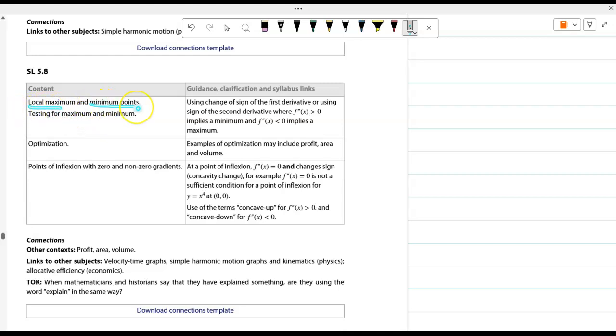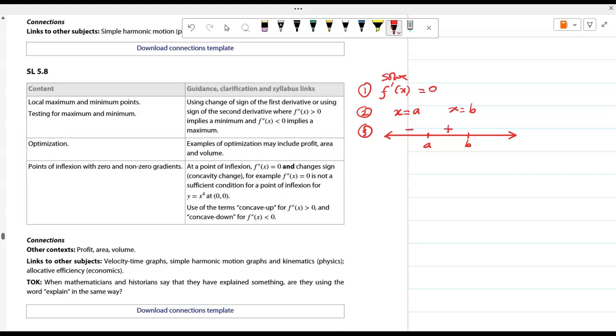Local maximum, local minimum. How do you find a local maximum? f dash of x is equal to 0. So to find a local maximum, in the first step you take f dash x and then you solve f dash x equal to 0. Now how do you know it's a maximum? Suppose you get two answers. For simplicity, you get two answers. Now in your third step you draw a number line. Mark these a and b on the number line. Put the test values. Suppose you get minus, plus, minus.